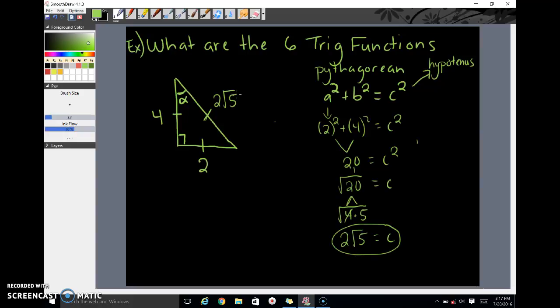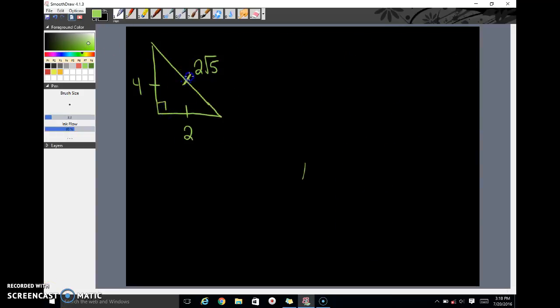Once I've done that, then I want to find the 6 trig functions, just like I did in the last example. I'm going to turn to a new page, so bear with me. The same triangle, and I just found that my hypotenuse was 2 square root of 5. So now if I want to find sine, and I'm coming from alpha, sine is opposite over hypotenuse. In this case, my opposite is 2 and my hypotenuse is 2 square root of 5, so that gives me 2 over 2 root 5. From here you can see that the 2's would cancel out. That leaves me 1 over root 5.